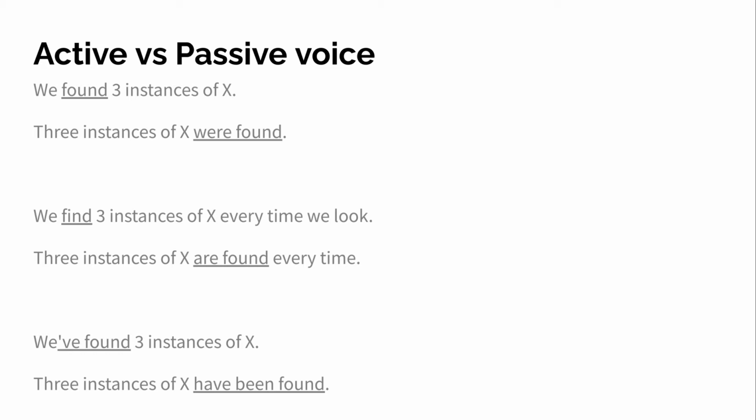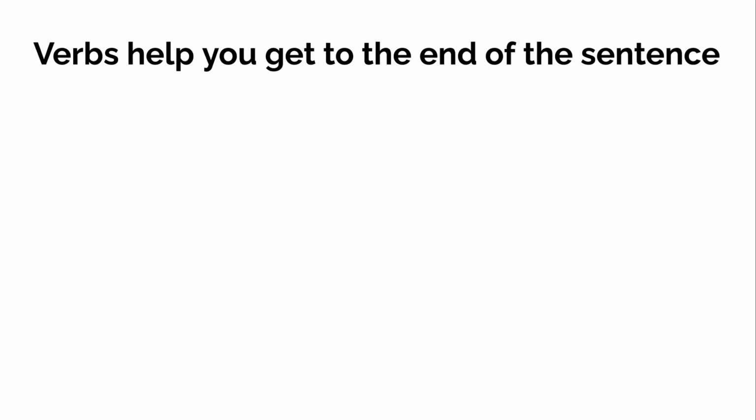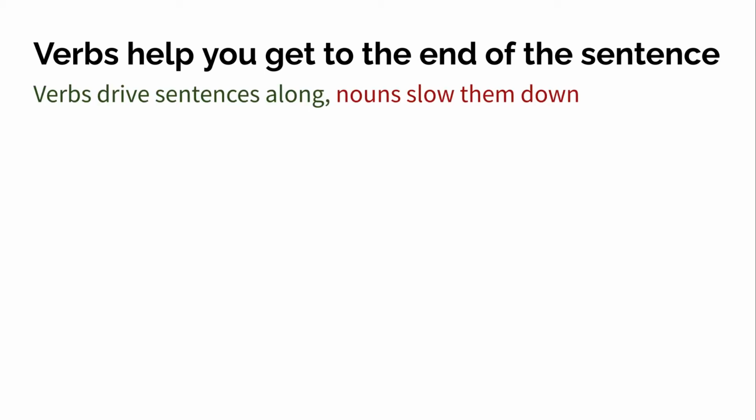Now, let's move on to talk about the purpose of verbs in a sentence. The main thing that verbs do in a sentence is they help you get to the end of the sentence. Verbs drive sentences along while nouns slow them down. Because verbs are the things that pull the readers through the sentence, we want to use them as much as possible, and especially we want to use precise, active verbs.